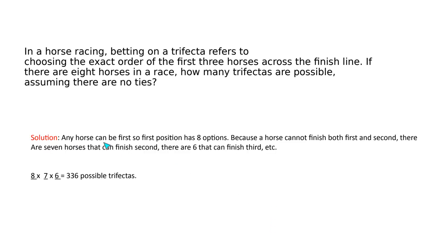Okay, so any horse can be first. So in your first position, you have 8 options. Since a horse cannot finish first and second at the same time, now for the second position, that one is only going to be 7 possible horses, and then your third position would be 6. So if we multiply these 3 positions here, we can end up with 336 possible trifectas. Okay, so let's continue.